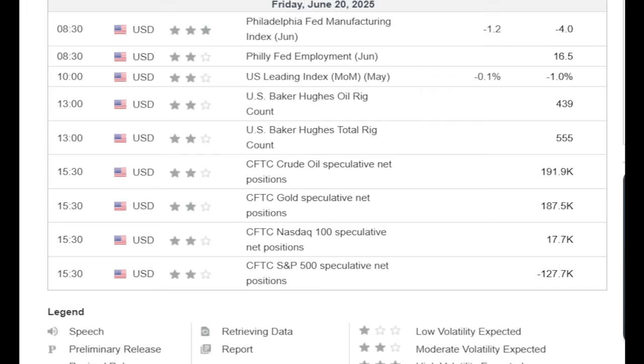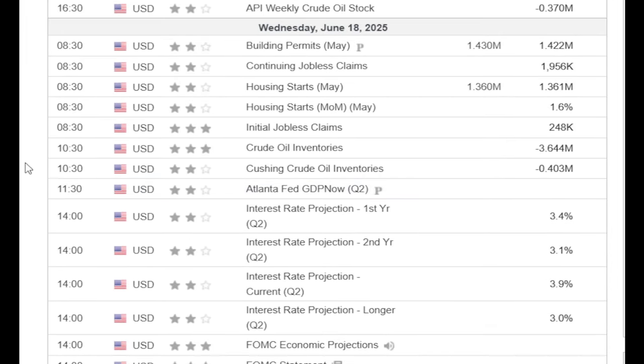On Friday, June 20th, we have the Philadelphia Fed Manufacturing Index and Philadelphia Fed Employment. Not too worried about those, and that's pretty much it for the data sets. So, big data day really is going to be that Wednesday.